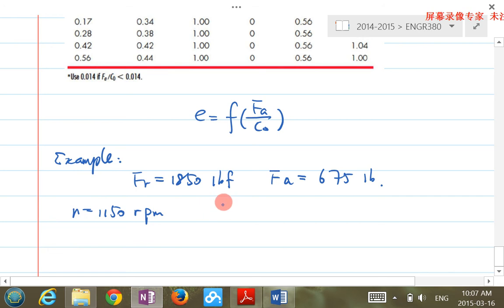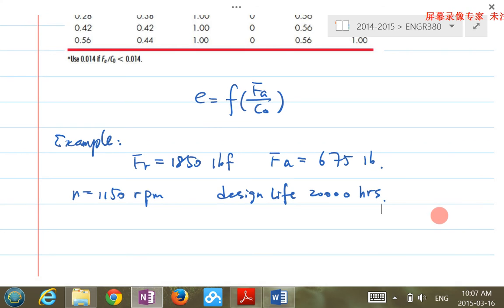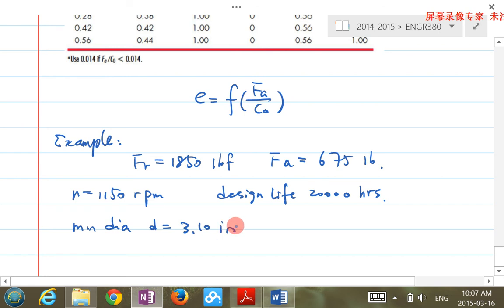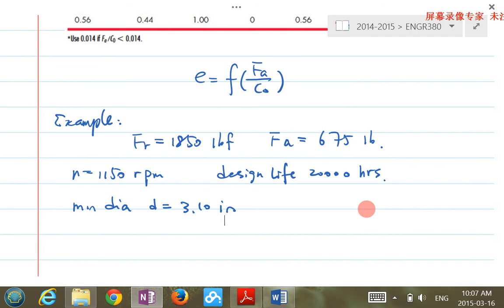We want a design life of 20,000 hours. The shaft has a minimum diameter of 3.1 inch. So assume that Ka is 1 and Kr is also 1. Reliability is 90%. So that should be enough for all the numbers we need.